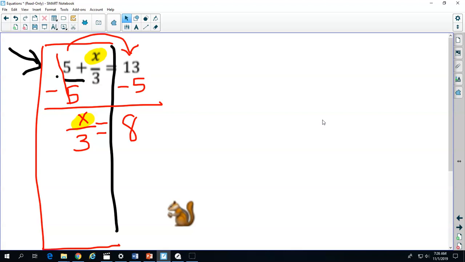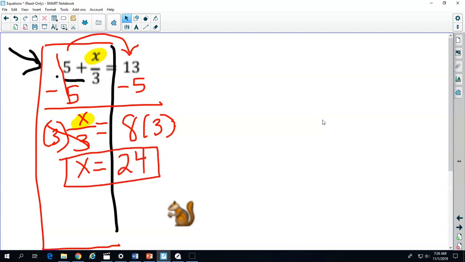So this time we have division. And in order to undo division, just like we talked about in our notes, we're going to multiply. So since this number's been divided by 3, we're going to multiply by 3, and we're going to do that to both sides. So 3 divided by 3 is 1 over here, so that cancels out. And now we're left with x equals 8 times 3, which is 24.